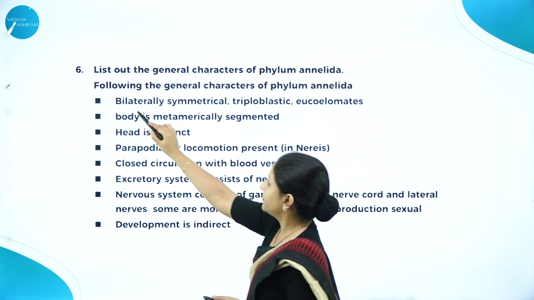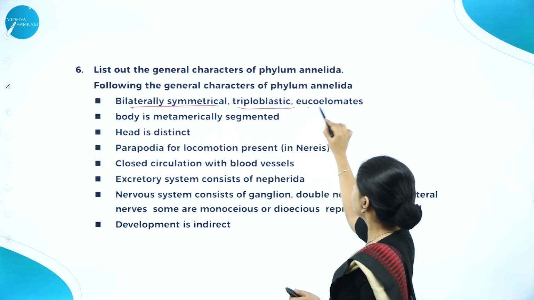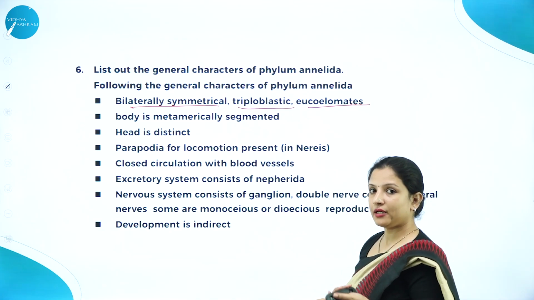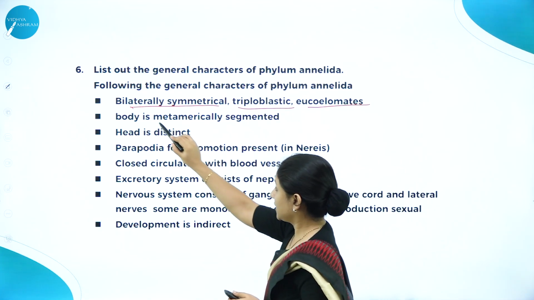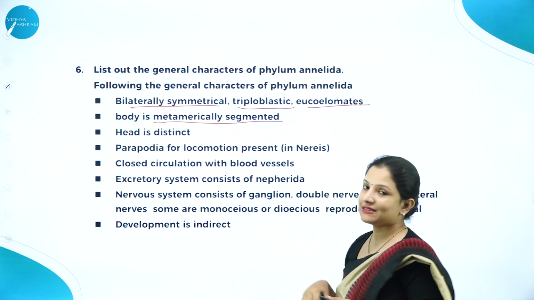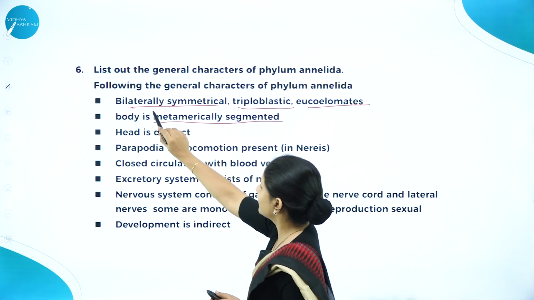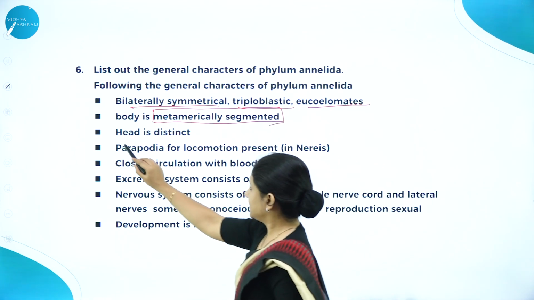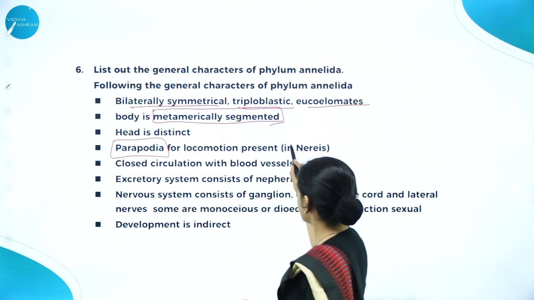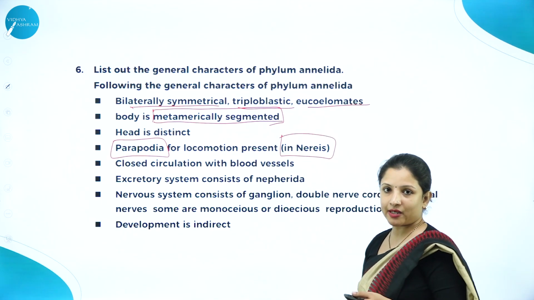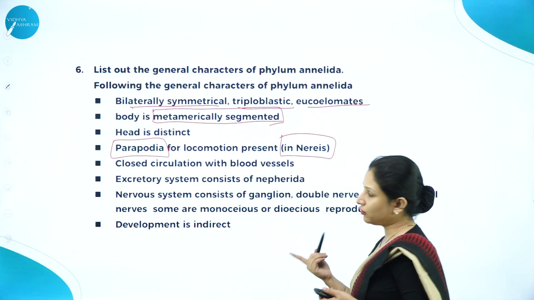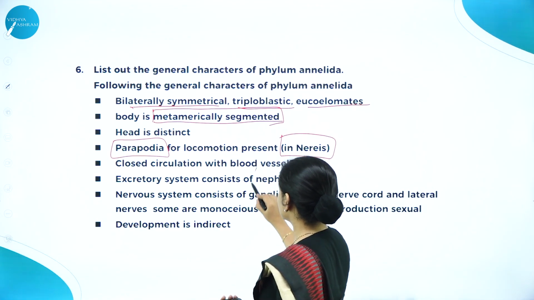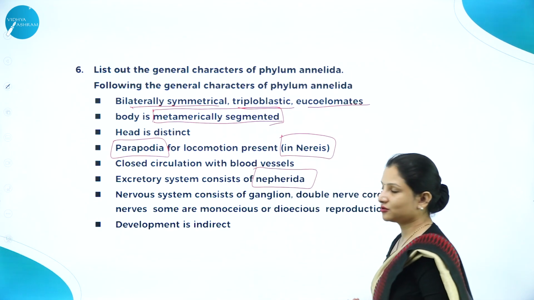They are bilaterally symmetrical, triploblastic, eucoelomate, or you can also call them acoelomate instead of eucoelomate, that is also correct. The body is metamerically segmented. So, in annelids, the body is metamerically segmented. This point is very important and needs to be written. And parapodia are there. This is also important, especially in which organism? In aquatic Nereis. Parapodia will be present, which help them for locomotion, and they have closed circulation with blood vessels. The excretory system consists of nephridia. Writing about this is very important.